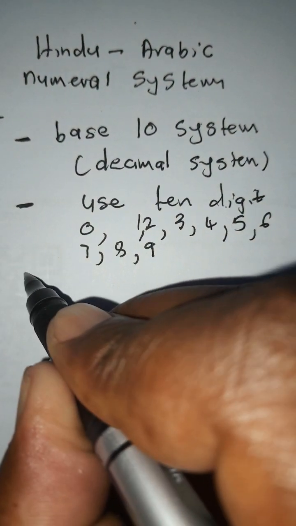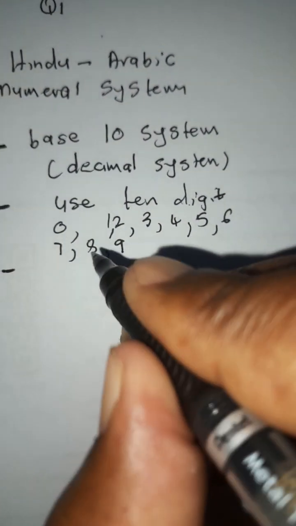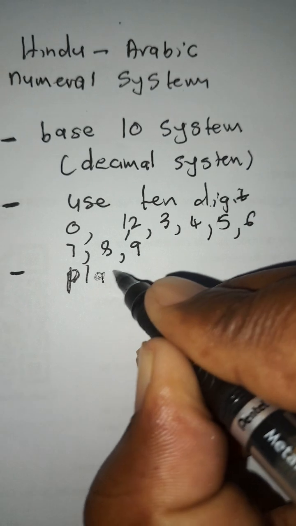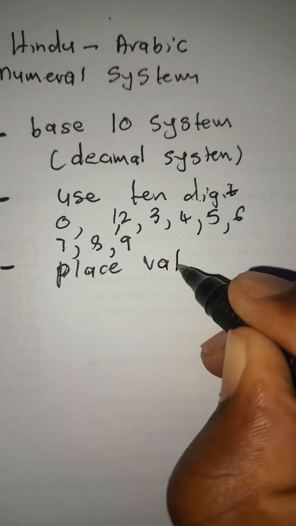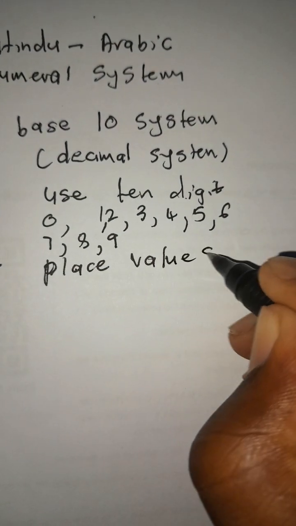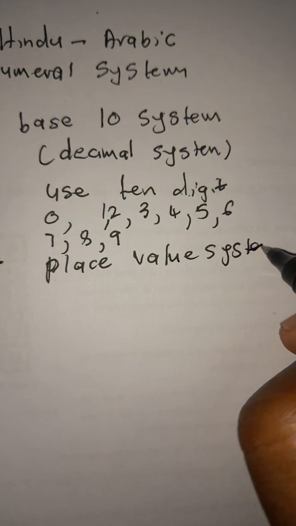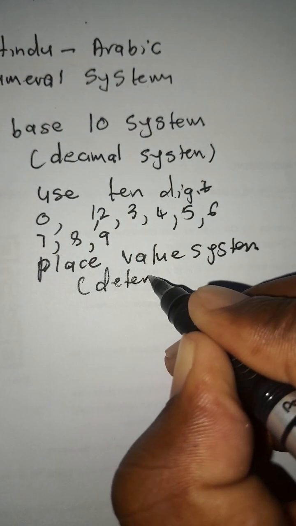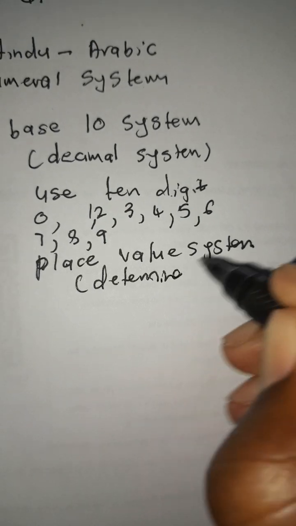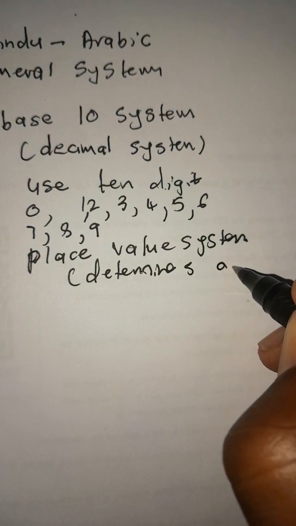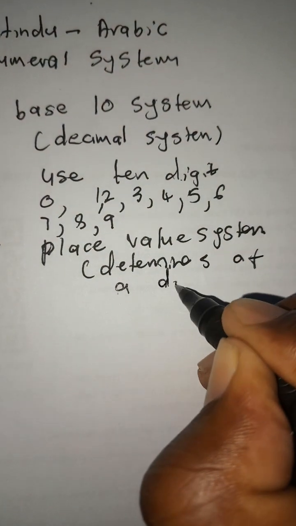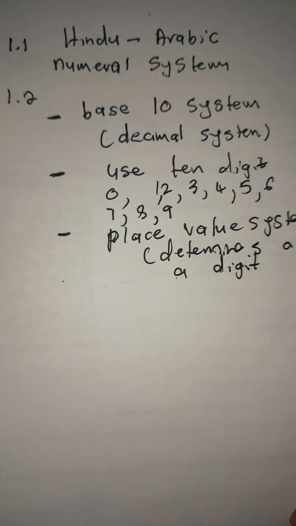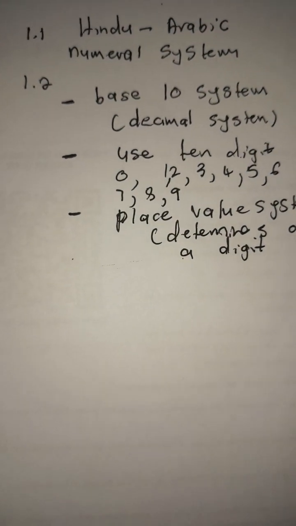The third one is that it uses a place value system, which determines the position of a digit.